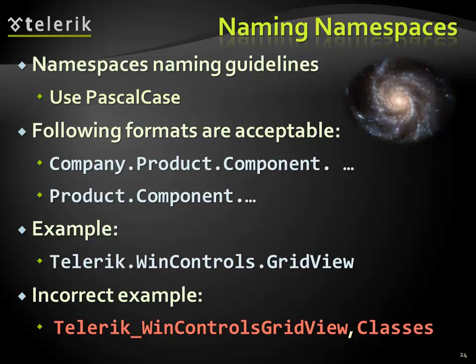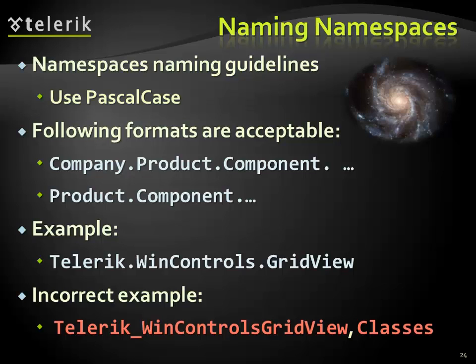Naming namespaces. Some of the key guidelines around that is always use Pascal case. There are some examples of good formats that are acceptable, like starting with the company, then subnamespace for the product, then subnamespace for the component, and so on and so on. Or just ignoring the company and starting with the product name and then component and so on. For example, starting with the company, Telerik, then .product WinControls, then .component GridView is a good real-world example.